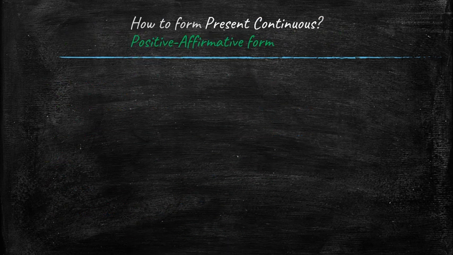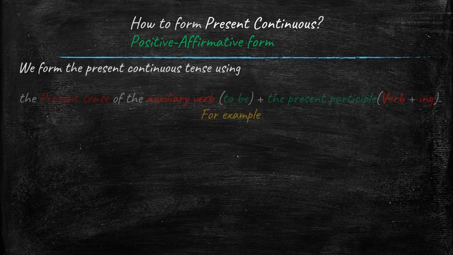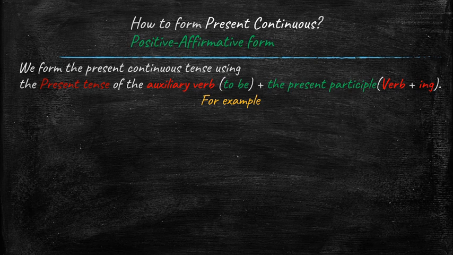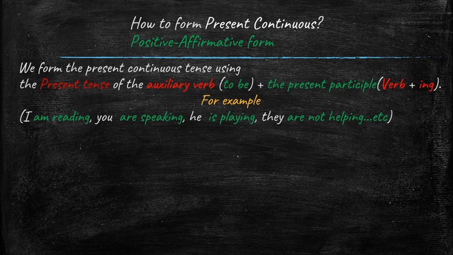Now let's take a look at how we form the present continuous. So we form the present continuous using the present tense of the auxiliary verb to be, which is am, is, or are, plus the present participle, which is verb plus ing. For example, I am reading, you are speaking, he is playing, they are not helping.